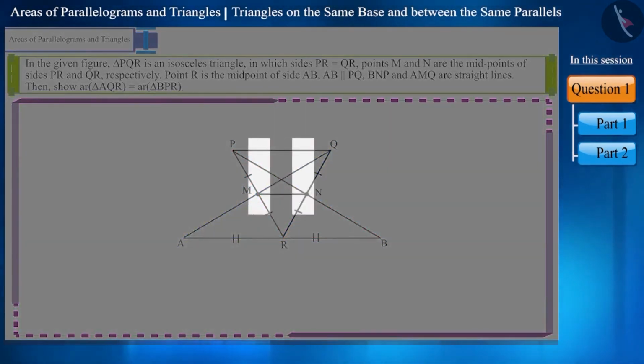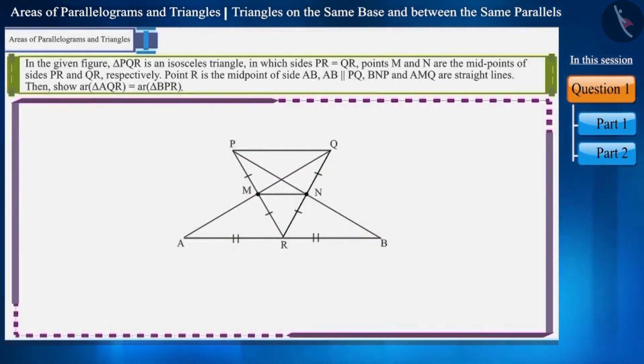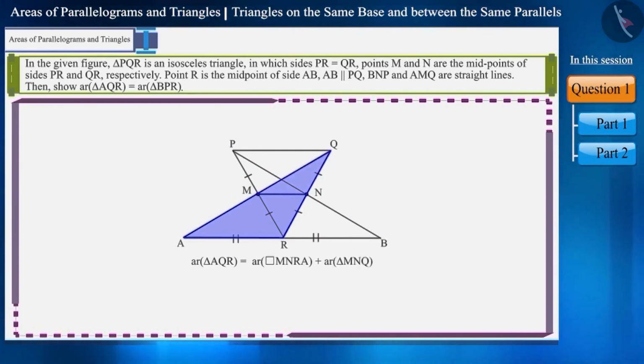Friends, you can pause the video and think of the answer. We need to prove that the areas of triangles BPR and AQR are equal. We can see that triangle AQR is made up of quadrilateral MNRA and triangle MNQ, and triangle BPR is made up of quadrilateral MNBR and triangle MNP.